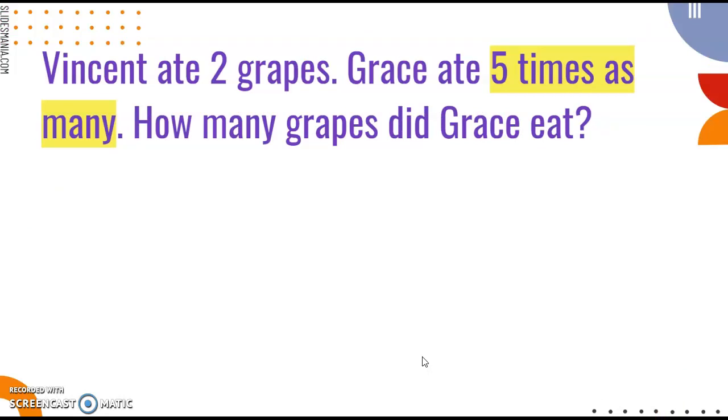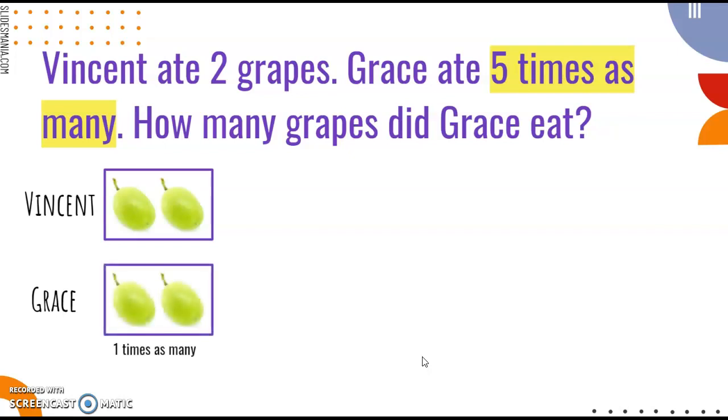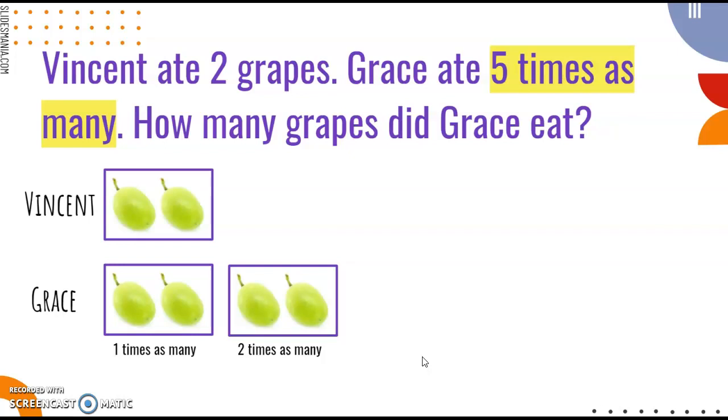Let's look at some more examples. Vincent ate 2 grapes. Grace ate 5 times as many grapes. How many grapes did Grace eat? Let's start by modeling the grapes that Vincent ate. To model Grace eating 5 times as many grapes as Vincent, we can do this. If Grace eats the same number of grapes as Vincent, we say that it is 1 times as many. If Grace eats 2 times as many grapes, our model looks like this. We have 2 groups of 2 grapes, which is 4 grapes.